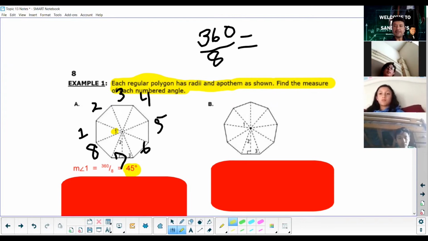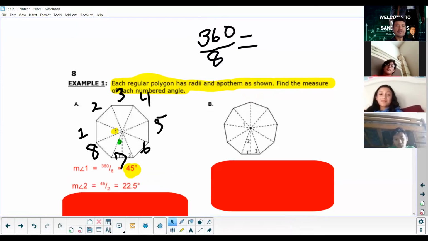All right, good. Now, Celeste, would you know how to find the measurement of angle 2? Marcus, why don't you help her out? How will you find the measurement of angle 2? Well, it's half of 1. Yeah, it's half, because you see how it got cut in half? This is a perpendicular bisector, which also bisects the angle. So the measurement of angle 2 is 45 divided by 2. So you get 22.5. All right, good. Now, Maximus, how do you find the measurement of angle 3?